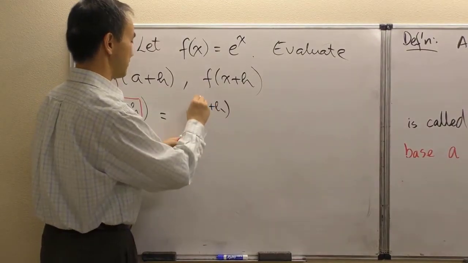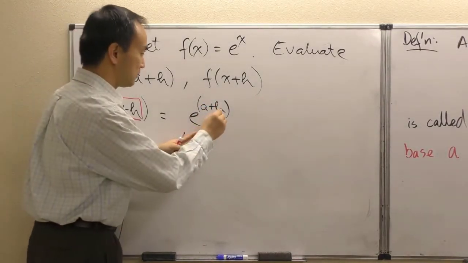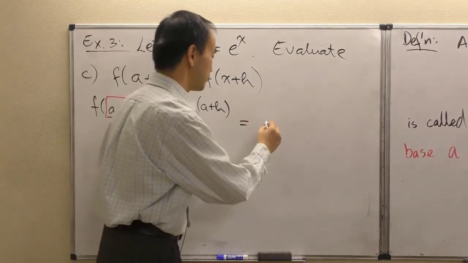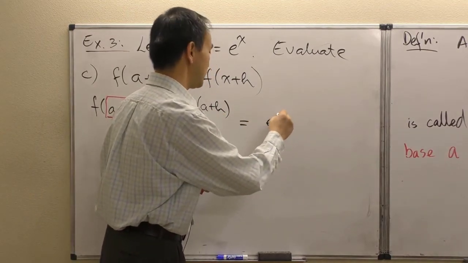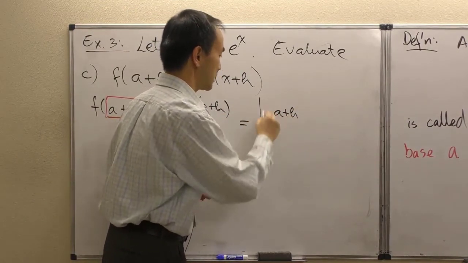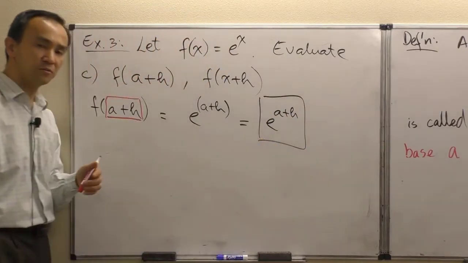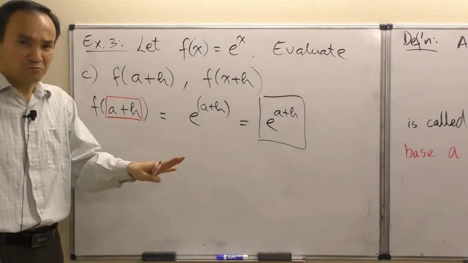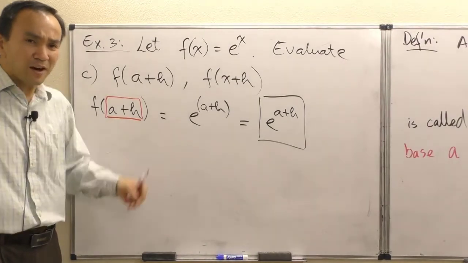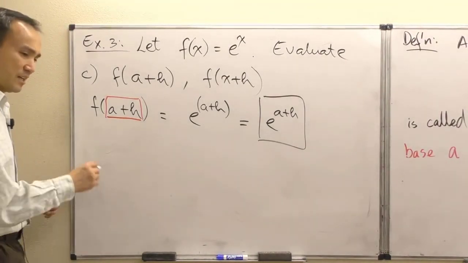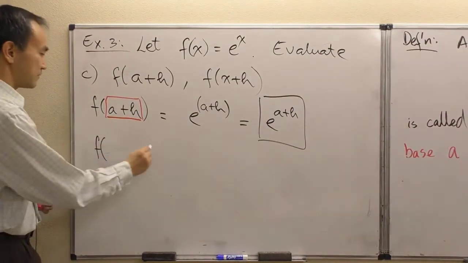I put it here. Now I'm going to produce an extra step to take away the parentheses. So it's e to the a plus h. We are good to go. That's our final simplified expression. We really didn't simplify anything. And now let's look at the other task of this same problem.